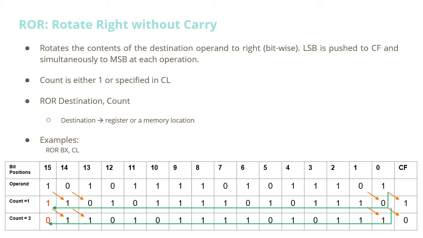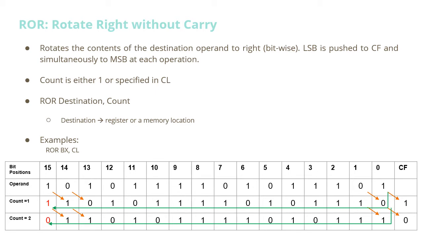Next is the rotate right without carry instruction, which is specified as ROR. This instruction rotates the contents of the destination operand to the right in a bitwise manner. The count is again specified as either 1 or it is specified in the CL register. In this case, the least significant bit is pushed into the carry flag, and simultaneously it is also transferred into the most significant bit position at each operation. The remaining bits are shifted right by the specified positions.